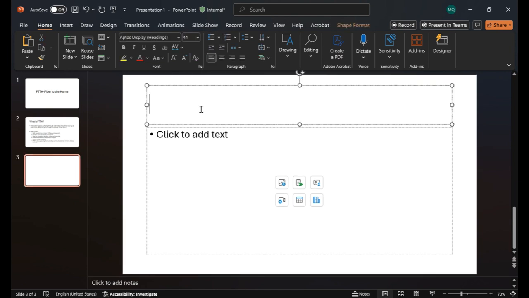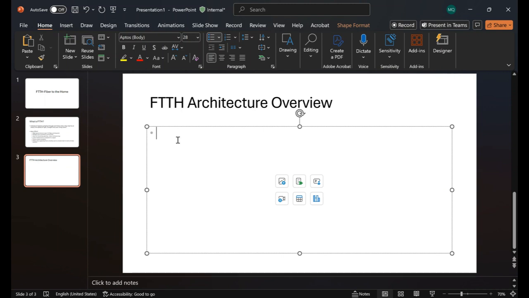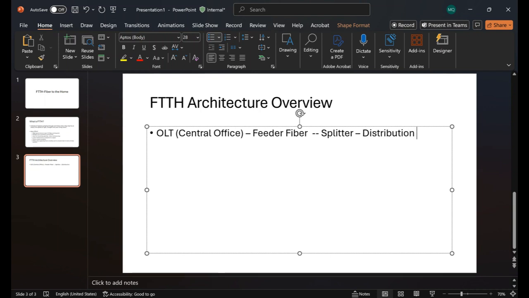So now, FTTH architecture overview. So we have OLT, Central Office, feeder fiber, splitter, distribution fiber, drop fiber, ONT.